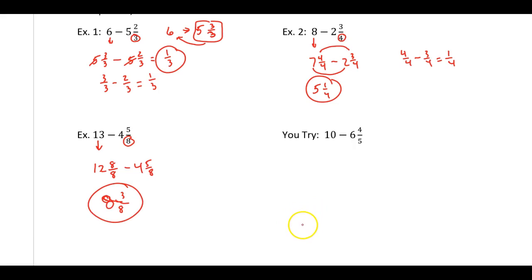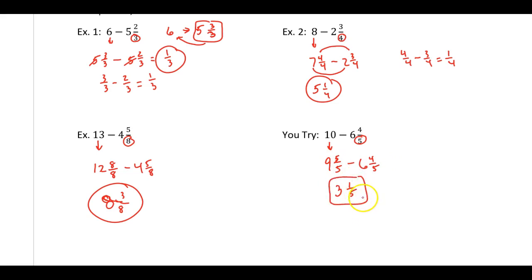Pause the video, try the you try problem, and come back and check your answer. Here, we're going to change this whole number to a mixed number. So take 1 off, I get 9. I'm going to make up the 1 by using 5 over 5, minus 6 and 4/5. 9 minus 6 is 3. 5 minus 4 is 1/5.